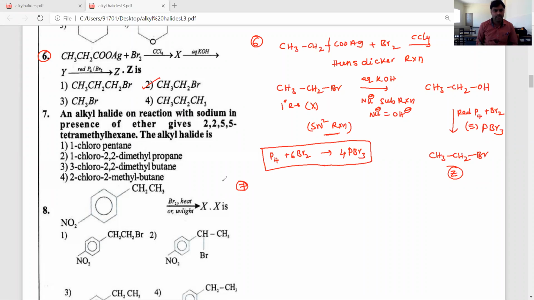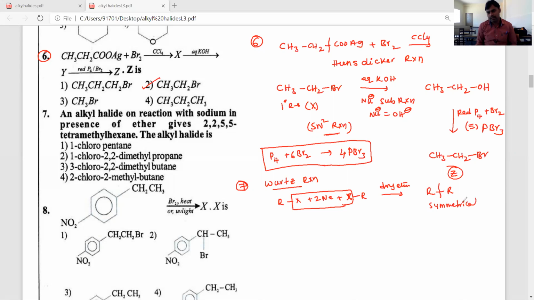The 7th question is about the application of the Wurtz reaction. What is the Wurtz reaction, dear students? Symmetrical alkanes form when 2 moles of alkyl halide react with 2 moles of sodium metal, with loss of NaX, in the presence of dry ether. The product is R-R, a symmetrical alkane.